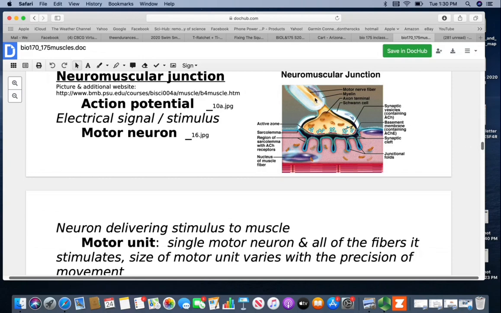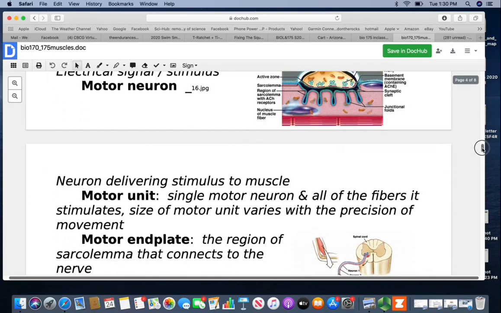So what's going to happen is the electric impulse or action potential is going to come down, and it's going to trigger a chemical to be released across that cleft. So that chemical is a neurotransmitter called acetylcholine. A neurotransmitter is just a chemical that the nervous system uses to communicate.